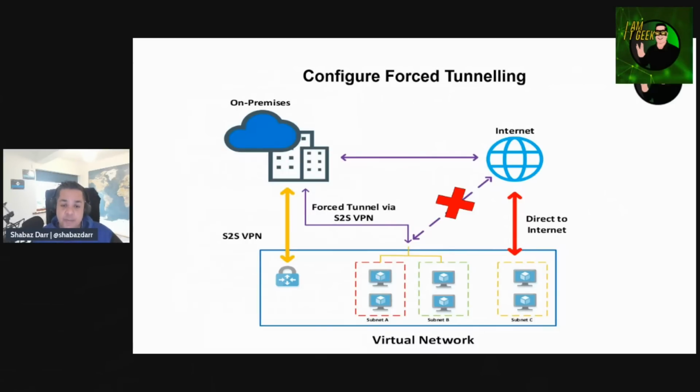We have 3 different subnets now. Subnet C is going directly to the internet. But then we have 2 subnets, subnet A and subnet B, paired together. For both of these subnets we're forcing the traffic down the VPN tunnel, and that's going via on-premises. Whereas any resources in subnet C go straight out to the internet, by configuring force tunneling we're forcing all traffic from subnet A and subnet B down that VPN tunnel.